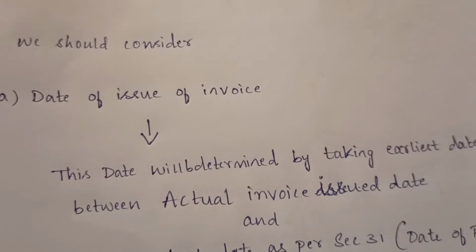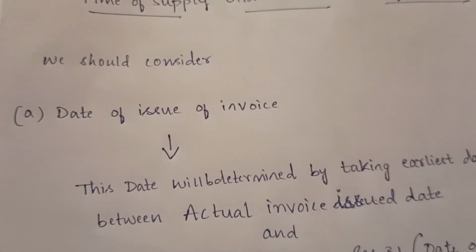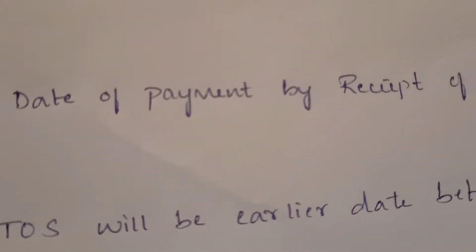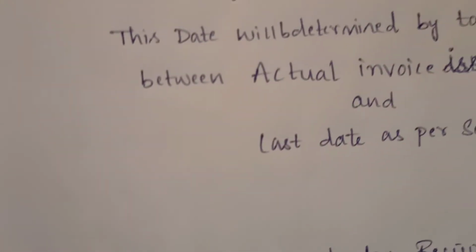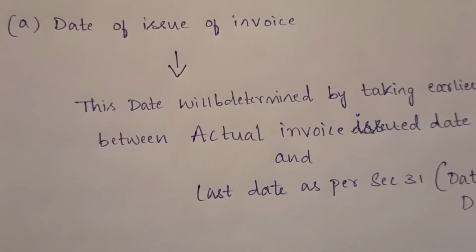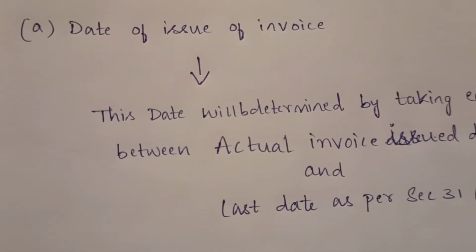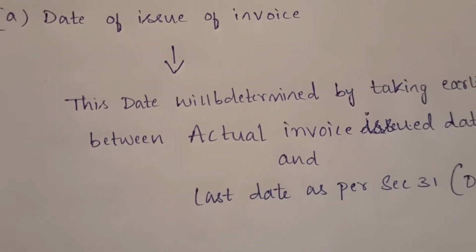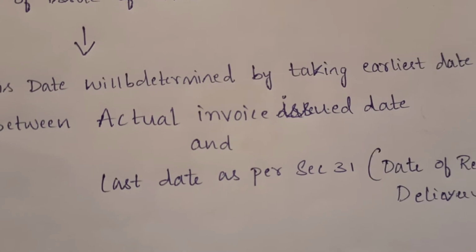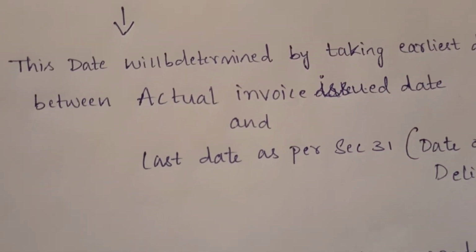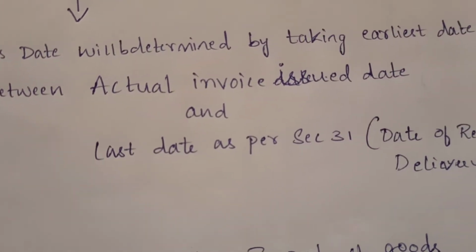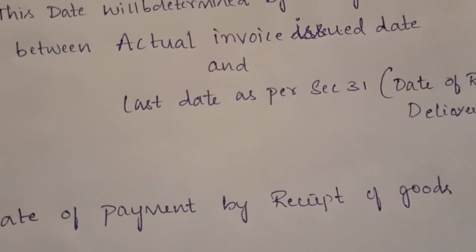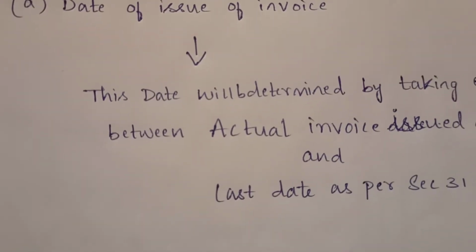To calculate time of supply under forward charge, we need to consider the date of issue of invoice and the date of payment or receipt of goods. Here, the date of issue of invoice will be determined by taking the earliest date between the actual invoice issue date and the last date as per Section 31.